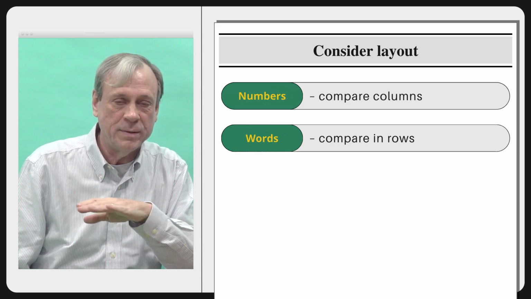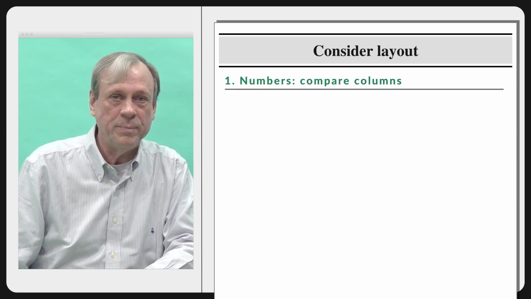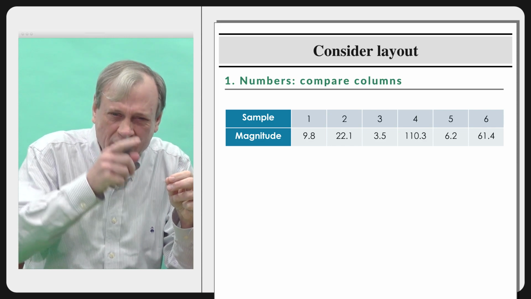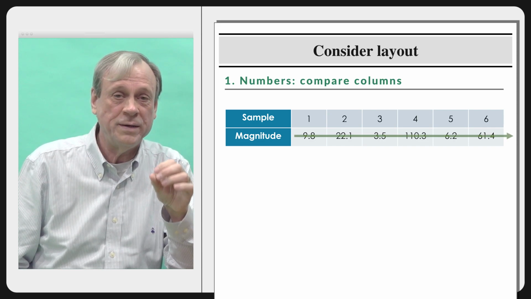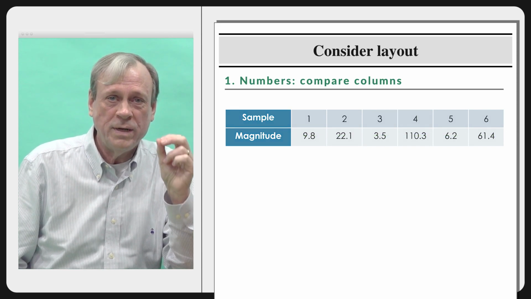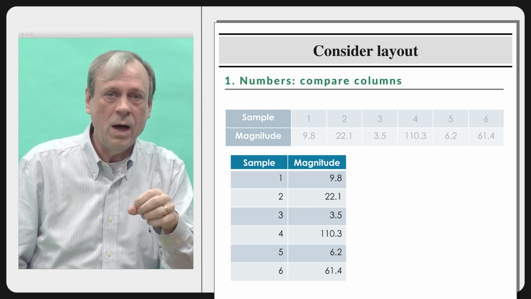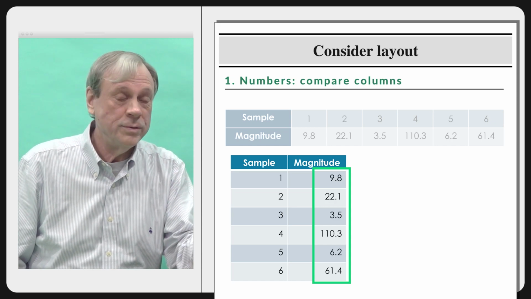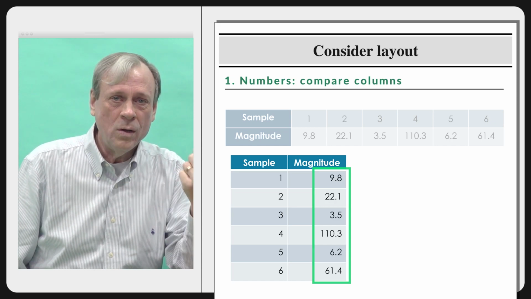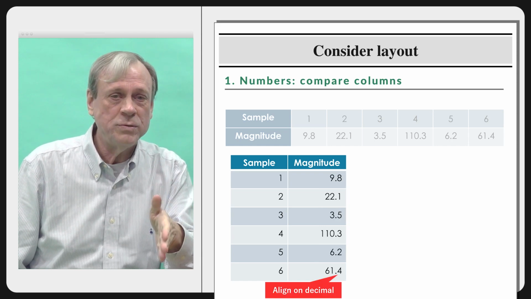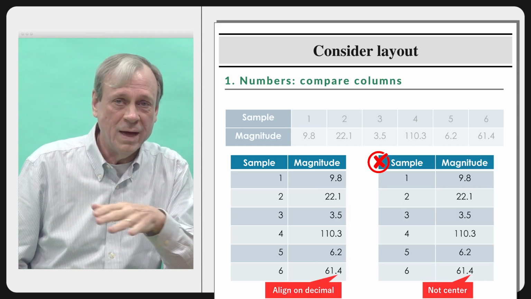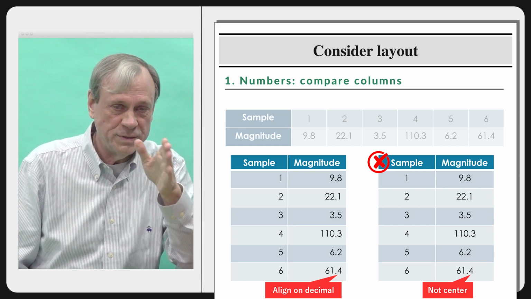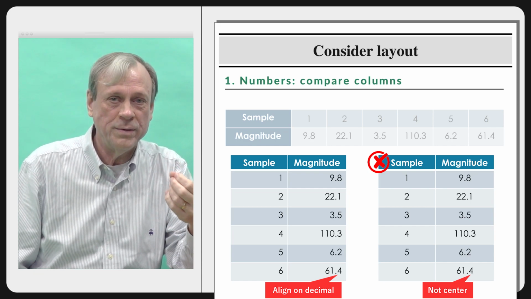Okay, so numbers are easier to compare in columns because of the place value of numbers. However, words are easier to compare in rows. Let me give you an example. If you're trying to read this and compare these numbers, you have to look at each one individually to find out which is larger or smaller. But if I put the exact same numbers in a column, then it's very easy to compare. You just see which one is longer and you can tell which one is the higher value. Also, if you're using numbers, it's best to align them on the decimal, not centered in the column. Again, this is just making it easier for your reader to see the place value and to compare the numbers.